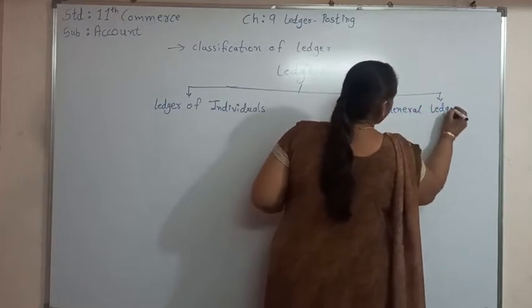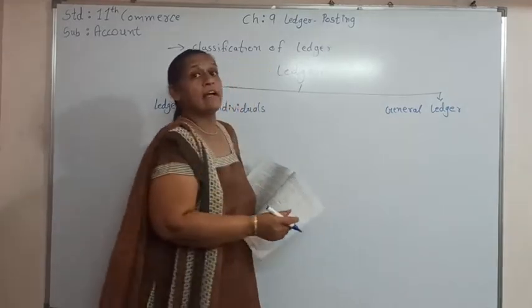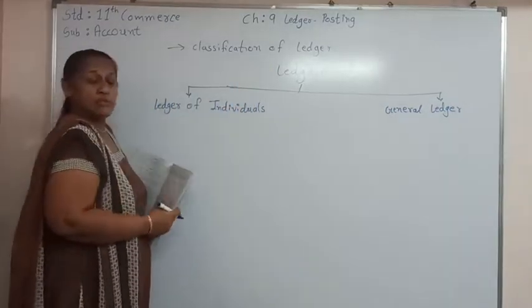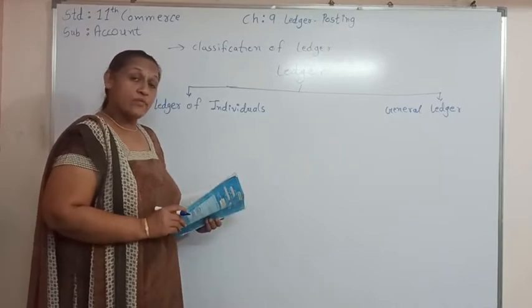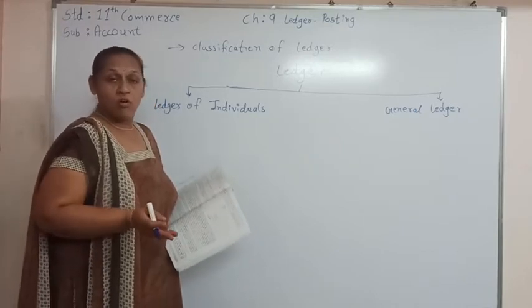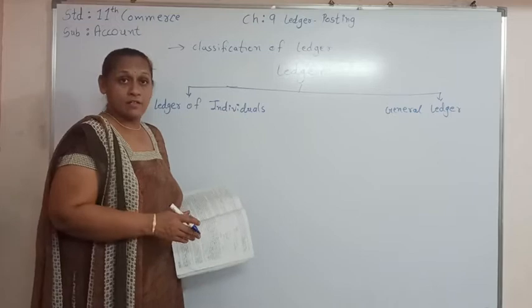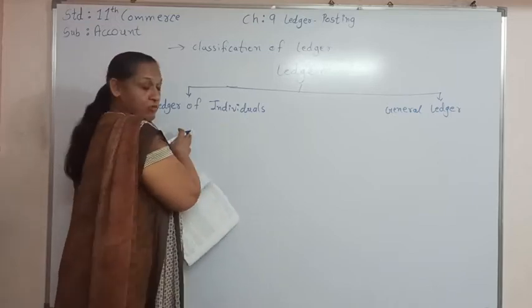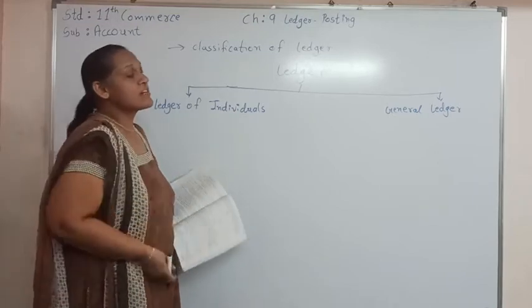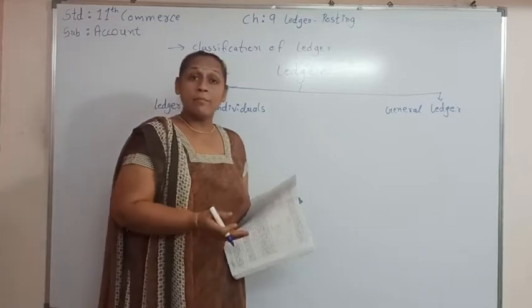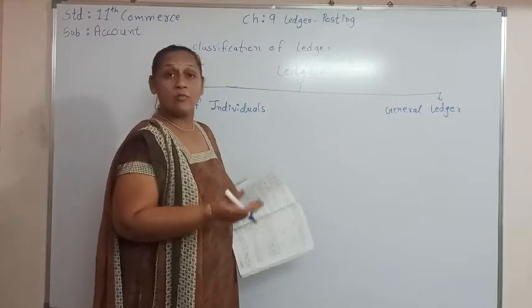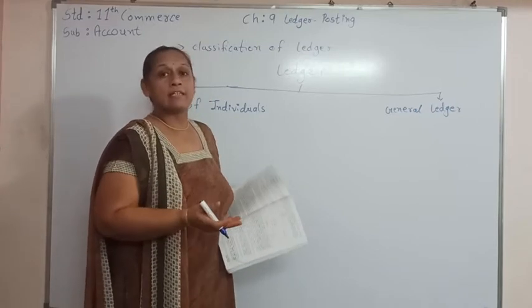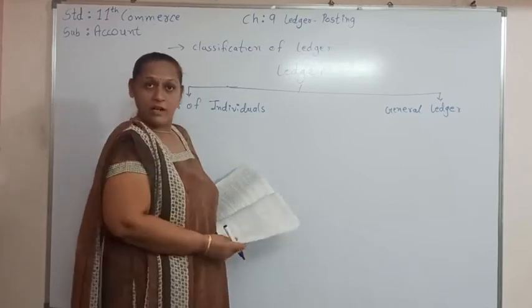From the word only we can understand that ledger of an individual means the ledger for the debtors as well as creditors, where we can write the name of all the living persons. So personal accounts can be involved here in an individual ledger. And in the general ledger we are going to prepare the accounts for the expenses, or for the income, or for the assets. So that is called general ledger.